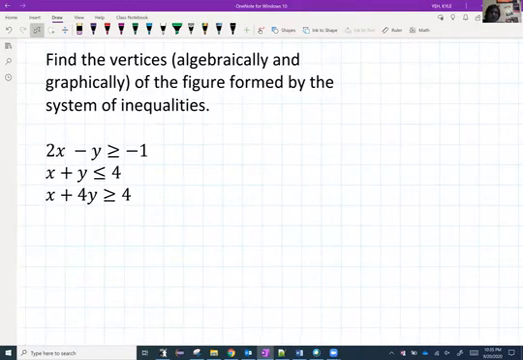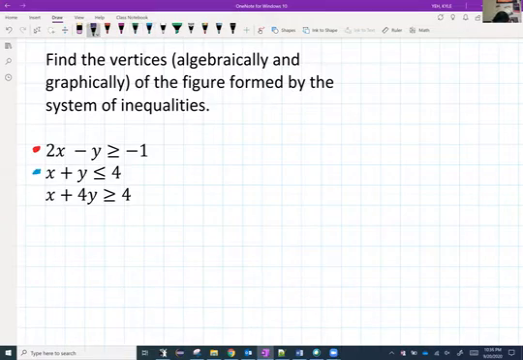So the other thing we can do from this section is find vertices of where the lines for the inequalities meet. If you're looking at the screen, it says find the vertices algebraically and graphically of the figure formed by the system of inequalities. I'm going to show this both ways, first algebraically and then graphically. So algebraically, if we're trying to find where these lines meet, we actually already know how to do that.